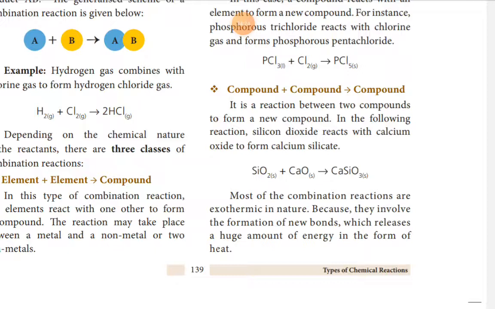So these types of reactions, combination reactions, are going to be exothermic, because during this reaction heat energy is liberated to the surroundings. So a chemical reaction which involves the evolution of heat energy is called an exothermic reaction, because they involve the formation of new bonds, which releases a huge amount of energy in the form of heat. So during the formation of a new compound, a huge amount of heat energy is released to the surroundings, evolution of heat. So these types of reactions are exothermic reactions.